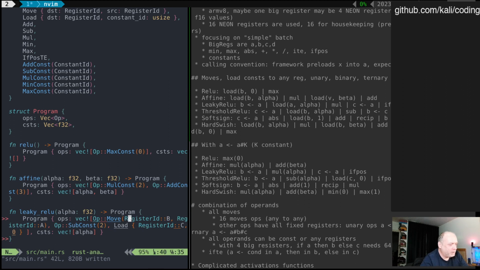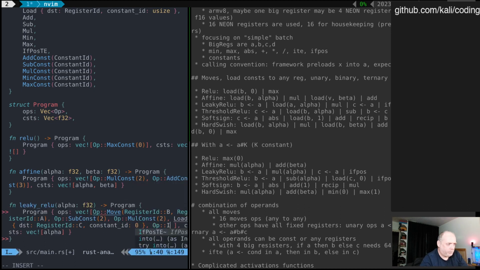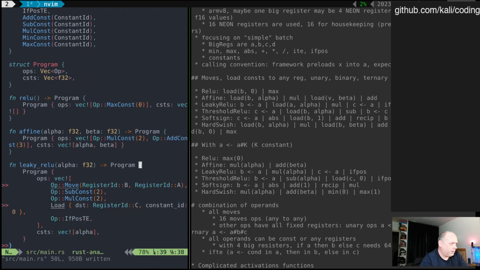Leaky. So moving A to B, then loading. Then I need the mul. I need a mul alpha here. Mul const 2. Then I'm loading 0 in C. Yes, that's constant ID. I'm gonna make everything a tuple to make it a bit nicer, and I'm putting the constant alpha there, and I also need here the operator if pause then else. I forgot it in affine. No, affine doesn't have it. Op if pause then else. It's super ugly, but okay.